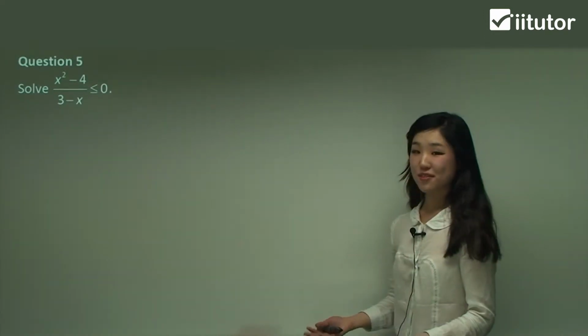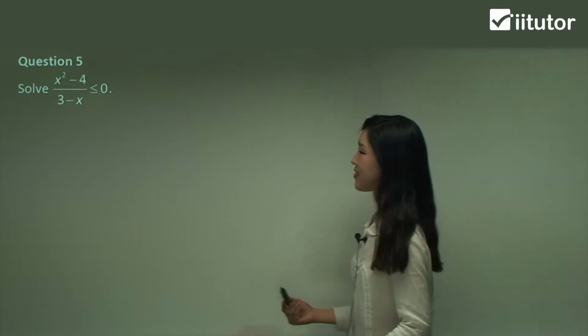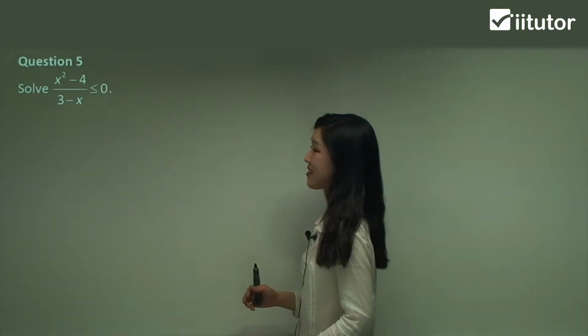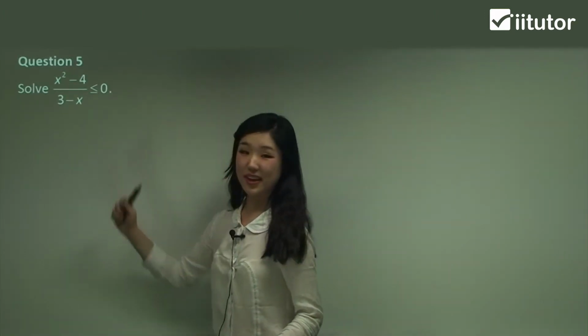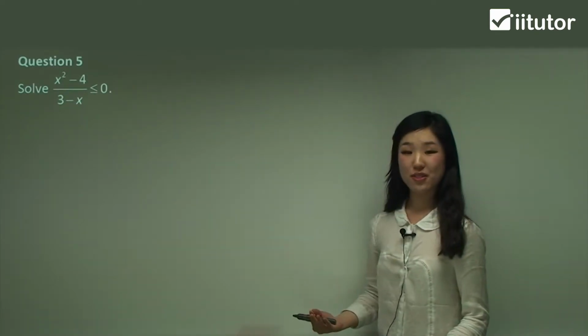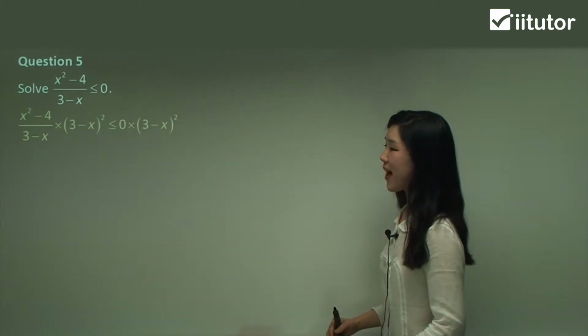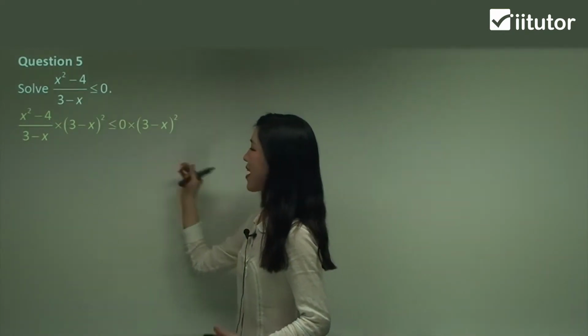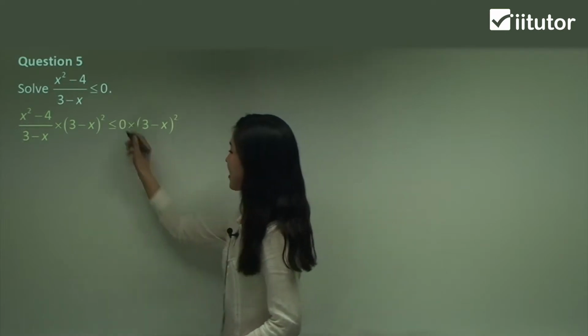Okay, let's look at question 5 now. Question 5 says, solve (x squared minus 4) over (3 minus x) is less than or equal to 0. So again, I hope you can see this time it's "equal to" again, so we'll watch out for that at the end. We'll do our usual thing at the beginning by multiplying the denominator squared onto both sides. So I'll go (3 minus x) squared onto both sides, and then I can just cancel this.